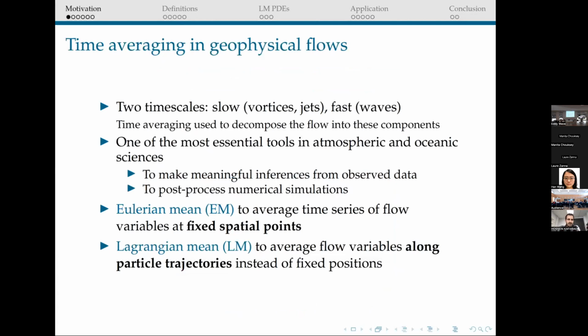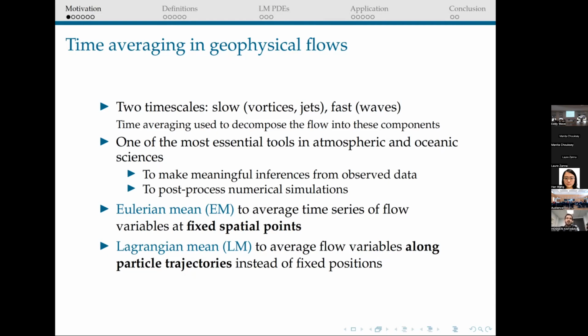I'm going to go through this slide very fast because I think everyone in the audience is quite well aware of the importance of time averaging in geophysical flows. But we all know that there is a separation of time scales in our business. There are fast phenomena like waves and turbulence, and there are slow forms of dynamics like balance dynamics. And to make meaningful inferences from our measured data or post-process our numerical simulation, we use time averaging quite often. And there are two main types of time averaging that we use.